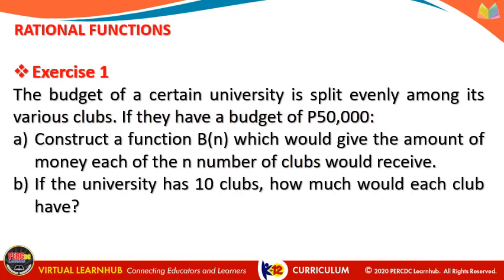Sige. So, let's now go to our first exercise. Exercise number 1. The budget of a certain university is split evenly among its various clubs. If they have a budget of 50,000, first question, construct a function based of n which would give the amount of money each of the n number of clubs would receive. Second question, if the university has 10 clubs, how much would each club have?